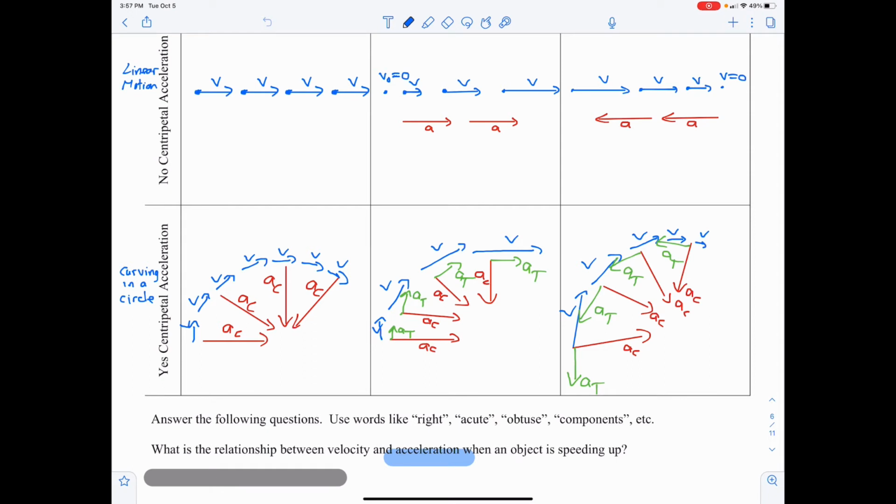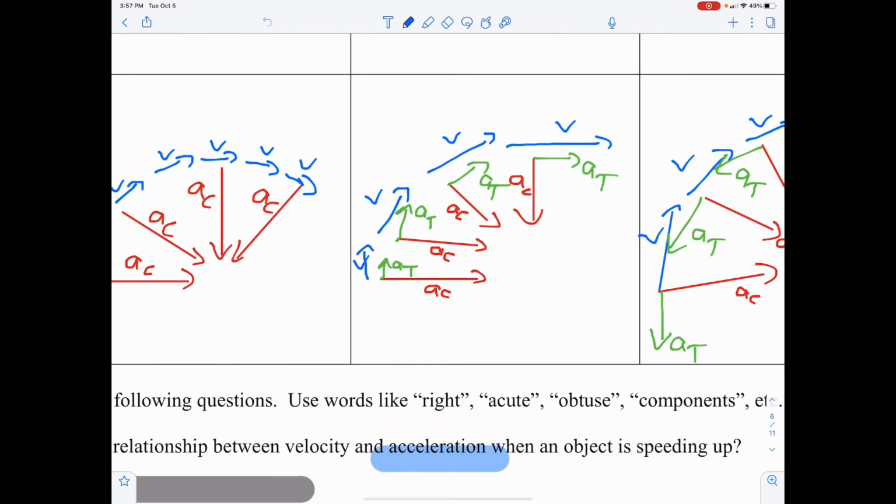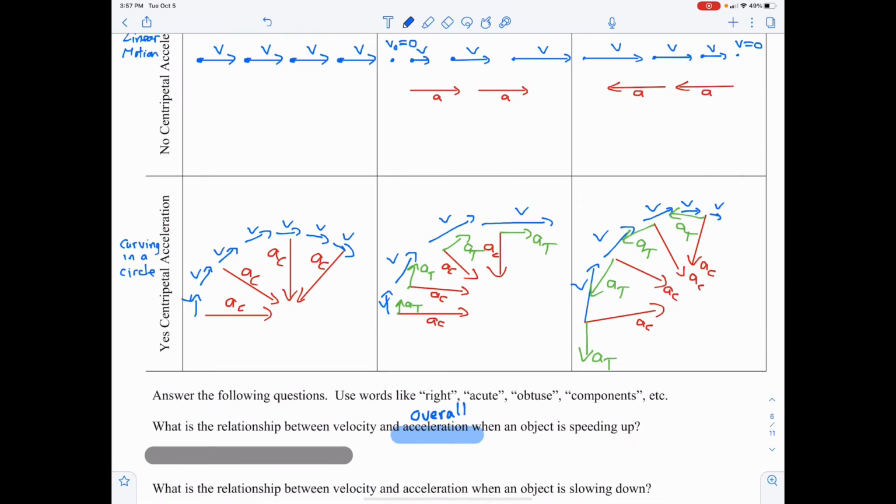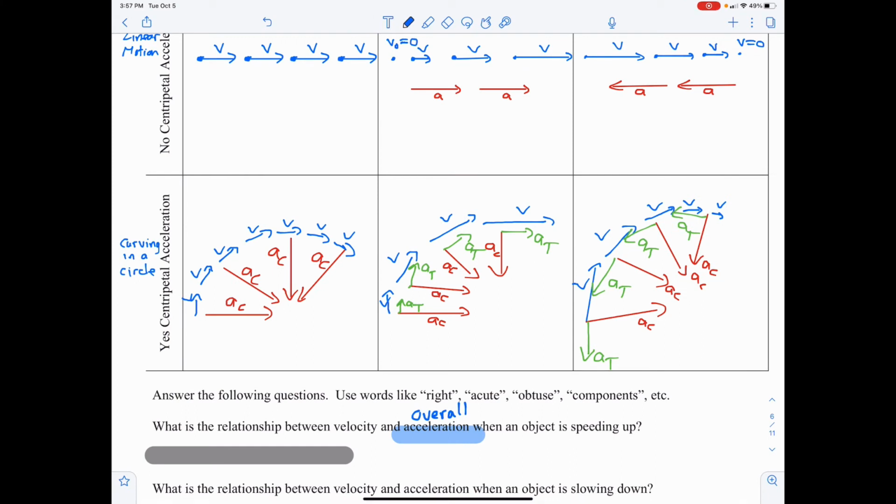Answer the following questions. Use words like right, acute, and obtuse, or components, etc. What is the relationship between velocity and acceleration when an object is speeding up? And when we're talking about acceleration, we're talking about the overall acceleration. That means the combination of any centripetal or tangential acceleration. Well, when an object's speeding up, I'll show this to you in gray.